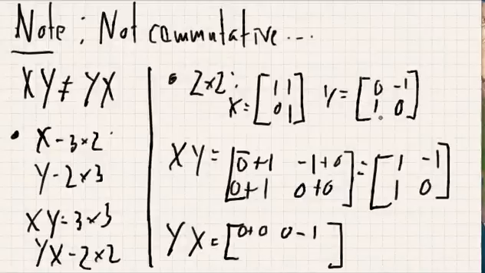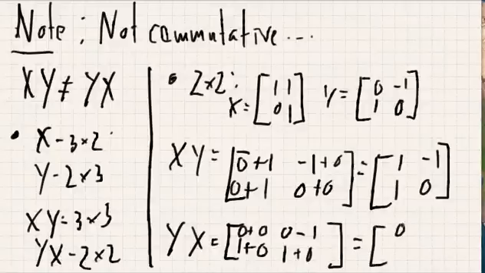On the bottom, my second row in Y is 1, 0. My first column in X is 1, 0, so 1 times 1 is 1, 0 times 0 is 0. And my bottom row in my right column gives me 1 times 1 is 1, and 0 times 1 is 0. So I end up with 0, negative 1, 1, 1.